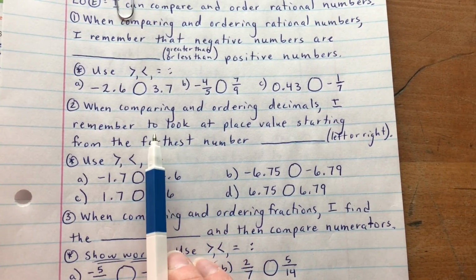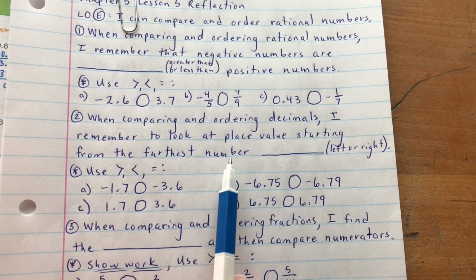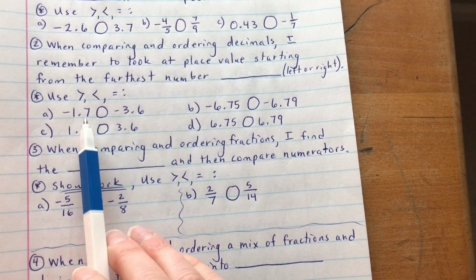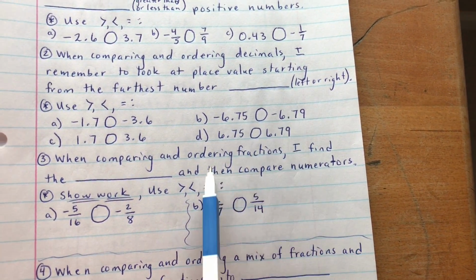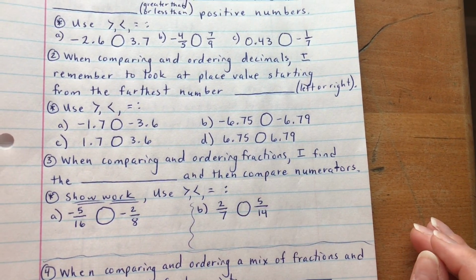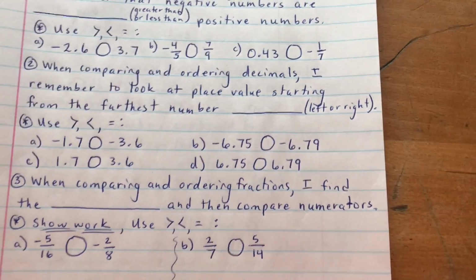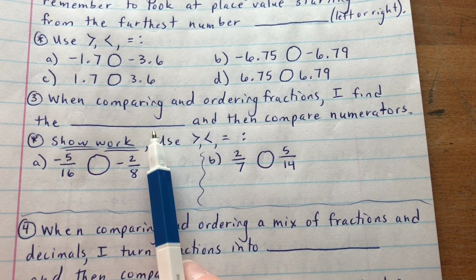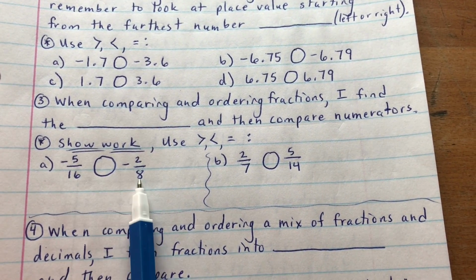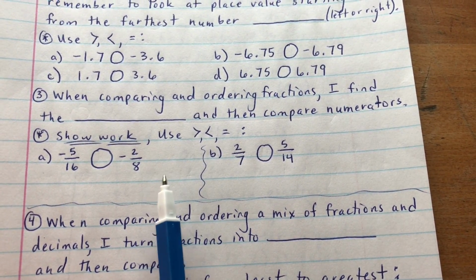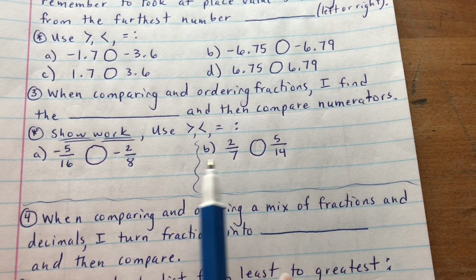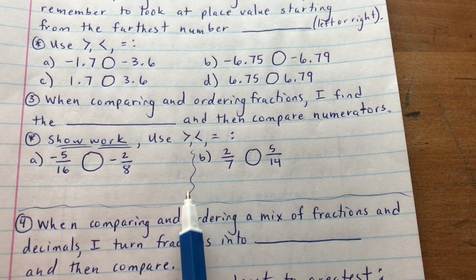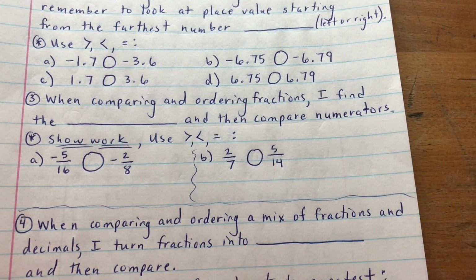When comparing and ordering decimals, I remember to look at place value, starting from the furthest number to the left or the right. So go ahead and look at that place value. These are both negative, both positive, and both positive. It's going to make a difference when they're negative or positive. When comparing and ordering fractions, I find the blank and then compare numerators. So when you're comparing fractions, what do you have to do first before you can look at the numerators? And then go ahead and do that with these. You're going to have to show your work of how you found that.